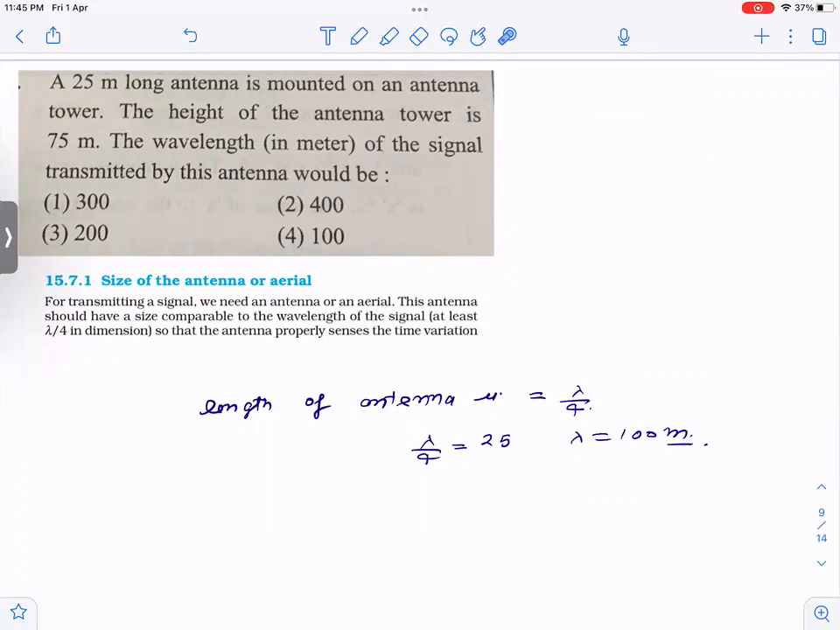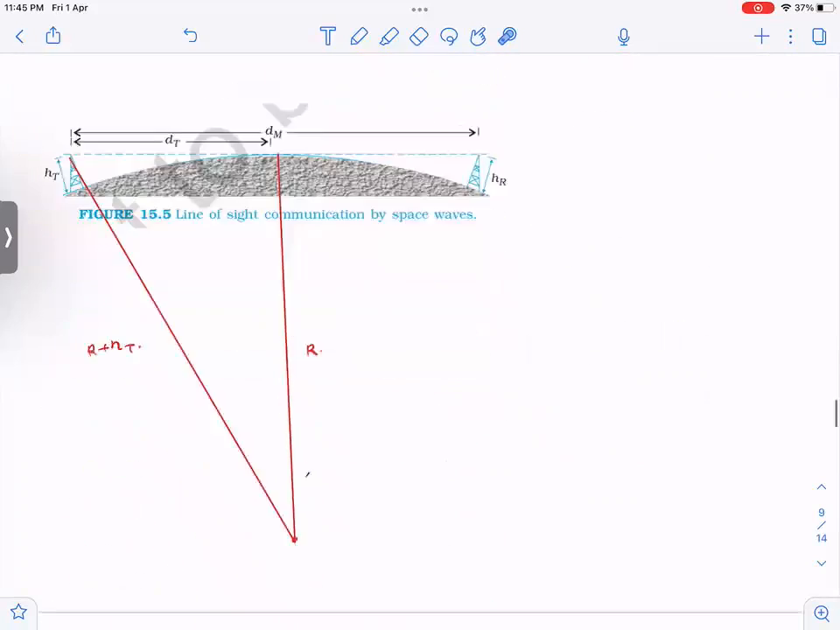So here, what is the length? Length is 25 meters. You have to find the wavelength. Simple. If you just know this as a fact, length of the antenna is lambda by 4. Lambda by 4 is 25. Lambda is equal to 100 meter. Question solved, right? So nothing can be simpler than this. Fine. I hope you have understood. Let us move to the second one now.